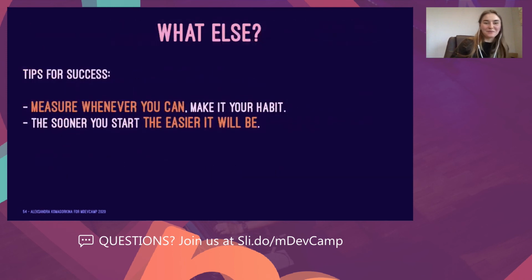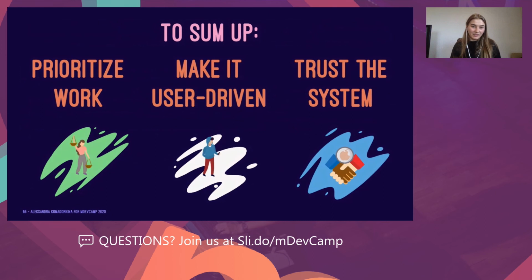I'm coming to the end because I don't have much time. We have 2 minutes. So, tips for success. Two tips. Measure whenever you can. As soon as you start, it will get much easier with time. Just make it your habit. Make it just a part of your work, because you know already that battery efficiency also means good performance.